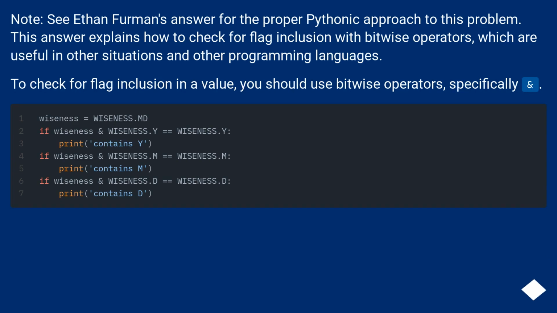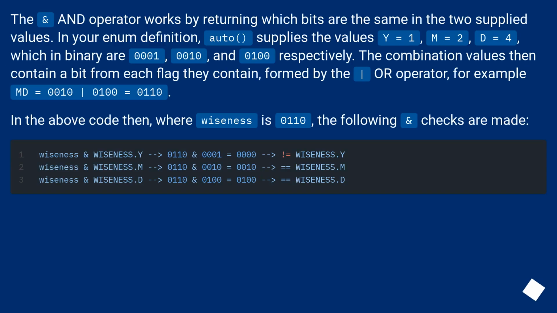This answer explains how to check for flag inclusion with bitwise operators, which are useful in other situations and other programming languages. To check for flag inclusion in a value, you should use bitwise operators, specifically AND. The AND operator works by returning which bits are the same in the 2 supplied values.